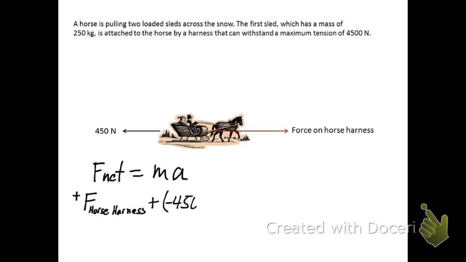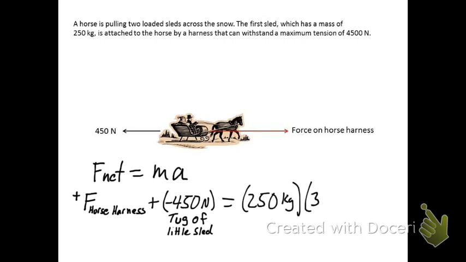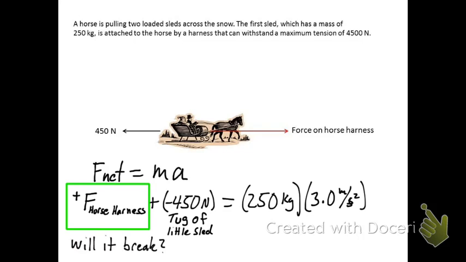I'm going to call the force applied by the horse harness positive. I'm going to call the sled tugging behind negative. And I know the mass of the large sled and I know its acceleration. So I can solve for the force on the horse harness. And what I want to do then is compare that to 4,500 and see if it'll break or not.